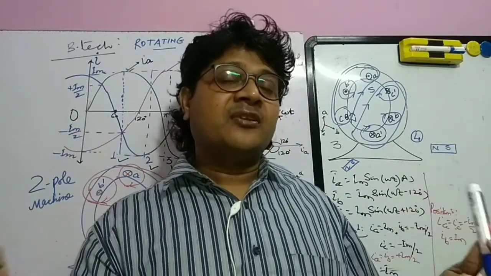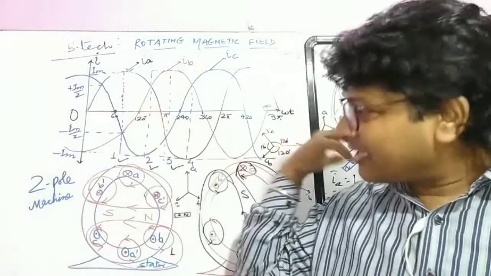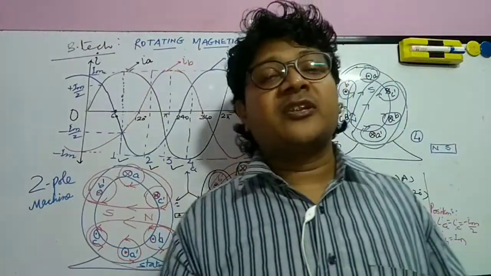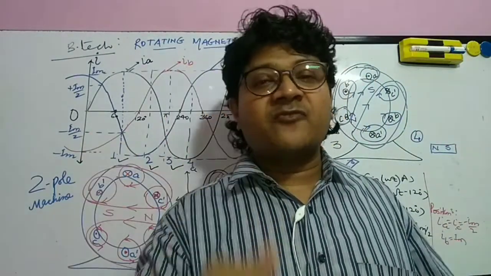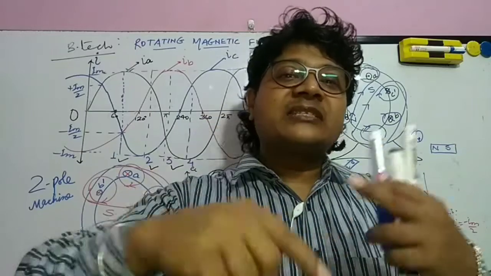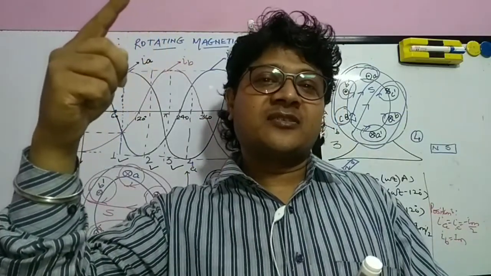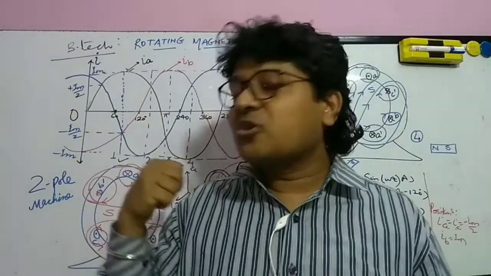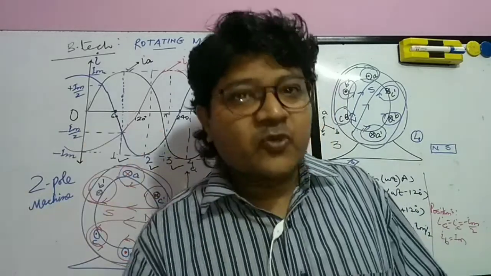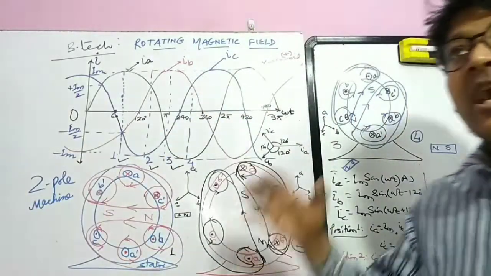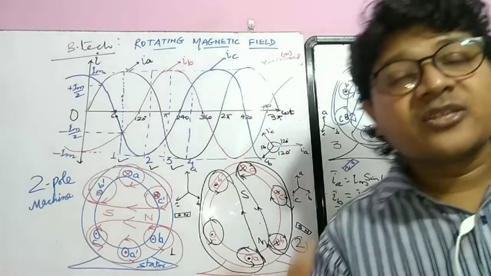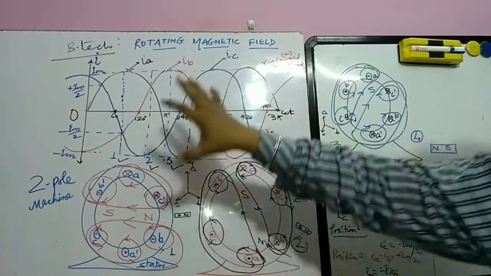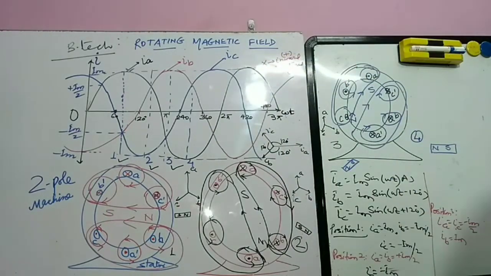So this is the way we can see that with the application of three-phase supply at 120 degree phase apart, it produces a magnetic field. That magnetic field rotates itself in space at synchronous speed. Now how can we say that it is rotating at synchronous speed? So let us prove it. How can we say it is moving at synchronous speed? This is the thing we have to prove, but this is our graphical representation.